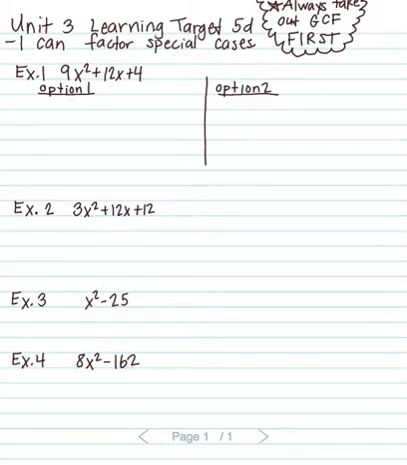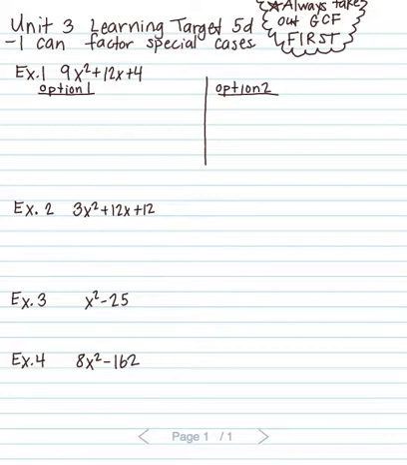Unit 3, Learning Target 5D. I can factor special cases. Again, always look to take out the greatest common factor first. Alright, in example 1, first thing, greatest common factor, 9, 12, 4. Nothing we can take out with our numbers. We've got x squared, x, and no x's, so we can't take out a greatest common factor.